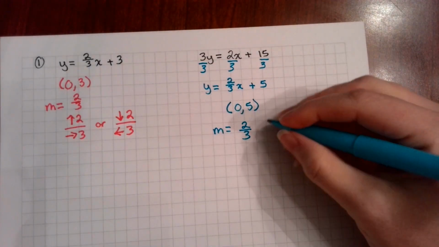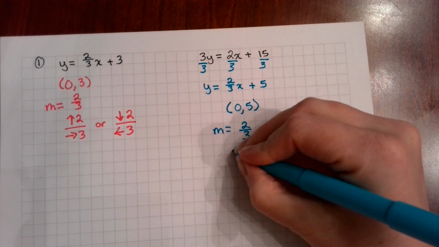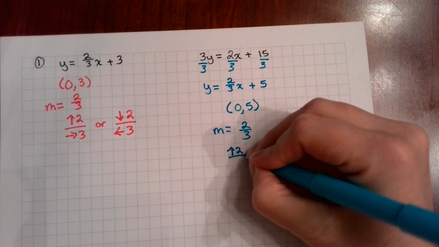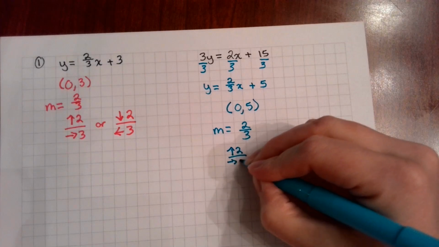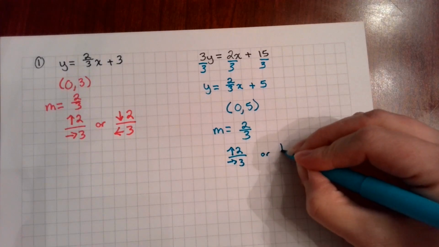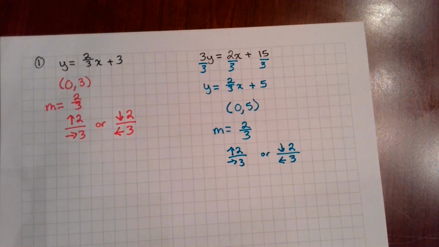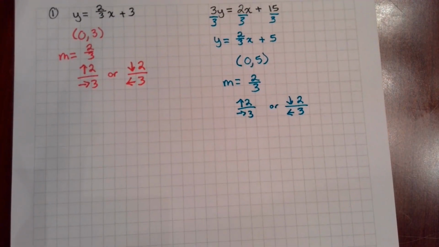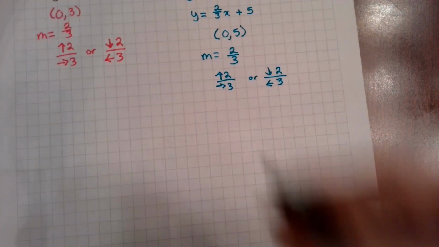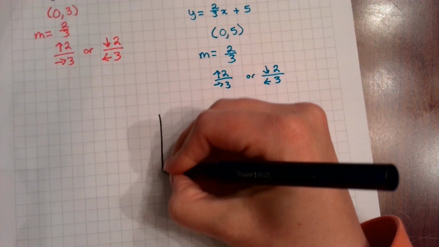But for all intents and purposes, I'm going to go ahead and graph it just so you guys can see. Again, it's up 2 to the right 3, or down 2 to the left 3. So we're going to graph these just so you guys can see that they are going to be parallel lines. So I'm going to go ahead and draw my grid.